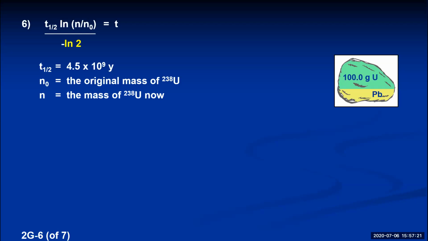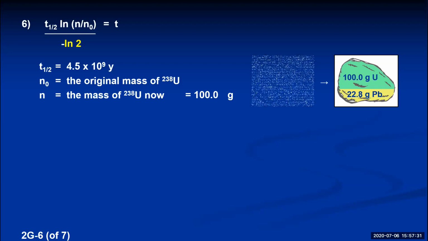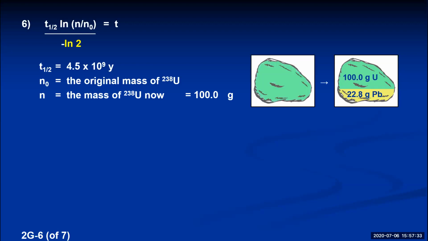So if you make the uranium 100, the mass of the lead must be 22.8 grams. So therefore, we will use 100 grams as the mass of the uranium-238 now. Going back in time, the whole thing was uranium. We know the top half was 100 grams of uranium. The bottom half, we don't know. So we have to figure out where the 22.8 grams of lead came from. What did it weigh when it was uranium? Because the uranium decayed into the lead.